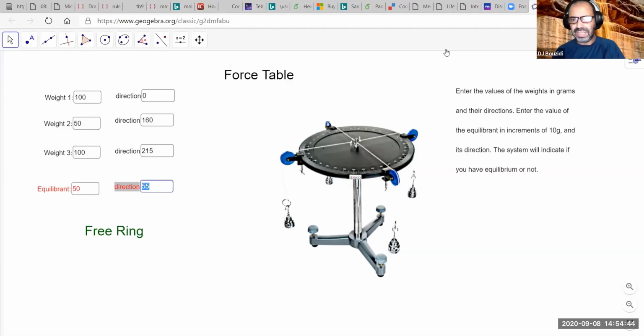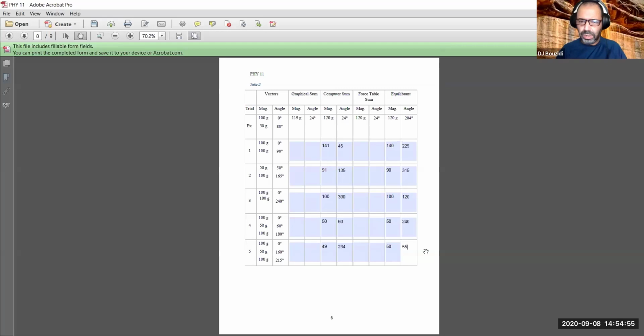So stop sharing that screen and go back into my PDF file. In here I could put 55 if you like. Either one would work. This value is exactly as I found it from here, not from the computer sum. It's from here, so the magnitudes should transpose exactly as they are. It's 140, 90 grams, 100 grams, 50 grams, and 50 grams.